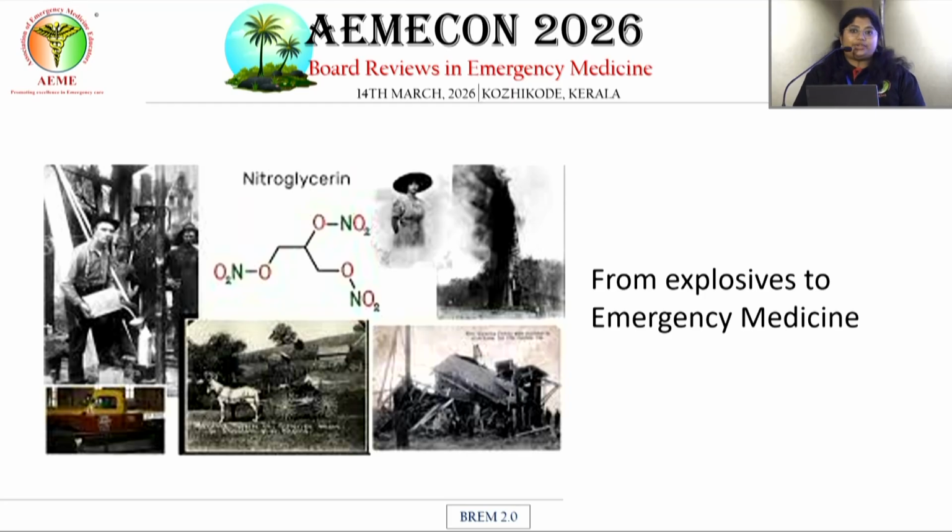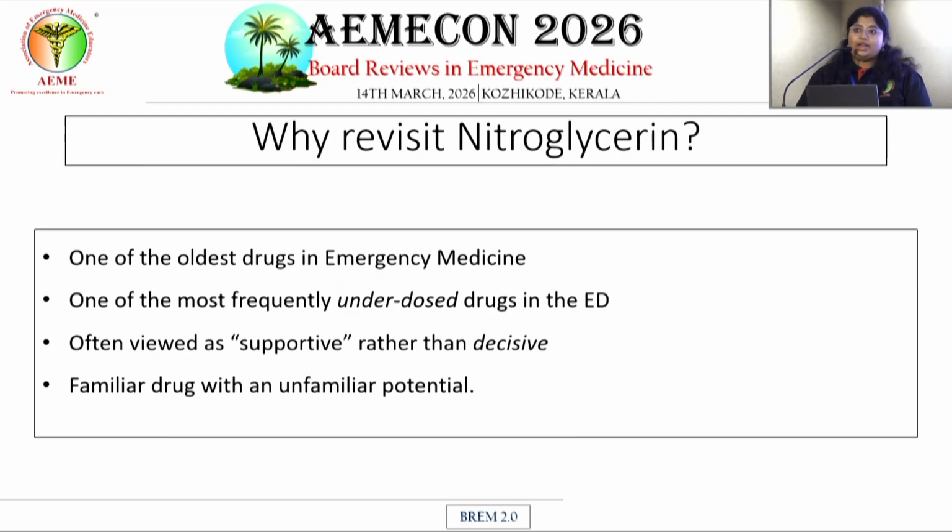So this is a slide showing the history of nitroglycerin. Nitroglycerin was used as a dynamite in the past. It was used by Sir Alfred Nobel in the making of dynamite, after which it became one of the earliest cardiovascular drugs. So why am I discussing one of the earliest cardiovascular drugs today? Why are we revisiting nitroglycerin? Even though it is one of the oldest drugs in emergency medicine, it is one of the most frequently underdosed drugs in the ED. It is often viewed just as supportive rather than decisive. It is a familiar drug with an unfamiliar potential.